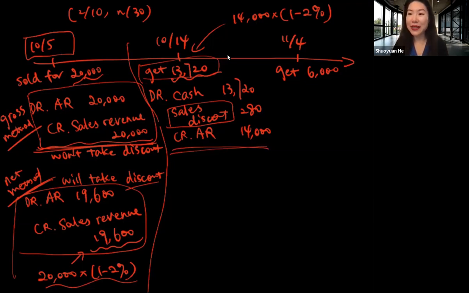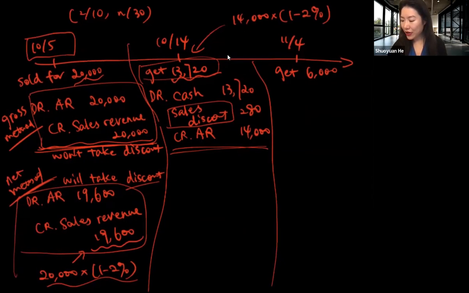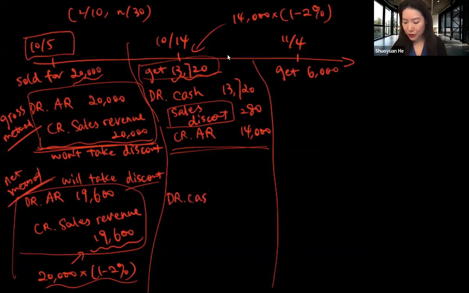What if the customer takes the discount? Then we record it as sales discount, which is a contra account to our sales revenue. And how about if the firm has been using the net method? So if the firm has assumed the customer will take the discount, and now the customer really takes the discount, then we just need to debit cash 13,720 and credit accounts receivable for 13,720, and that's it.